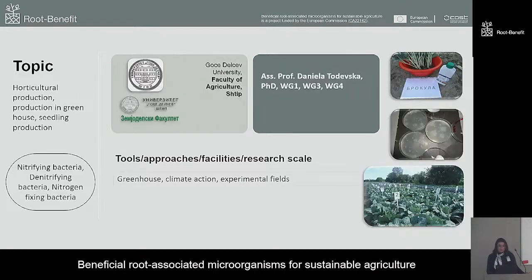And the third group is from the Faculty of Agriculture, University Goce Delchev from Štip, and colleague Daniela Todevska is working on horticultural production in greenhouse, seedling production, and also the impact of different soil microorganisms on this plant.